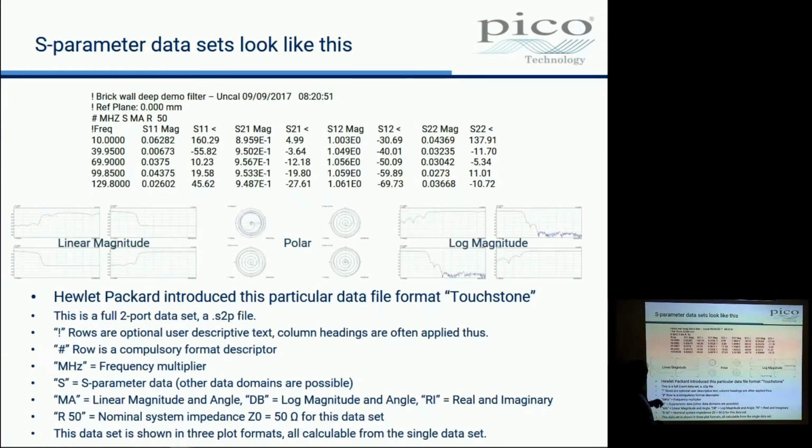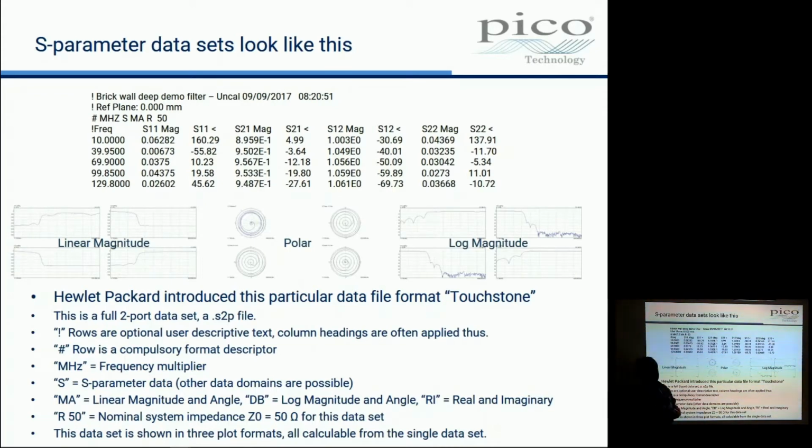So in the hashtag line, megahertz is the frequency multiplier. So it tells you that this data is in megahertz or gigahertz or terahertz and on and on upwards. So that's the multiplier. It tells you that this data set is of S parameters. It could equally be admittance parameters or transmission parameters, or impedance parameters. There are all sorts of alternative forms for the same data. We shall be dealing with S parameters exclusively.